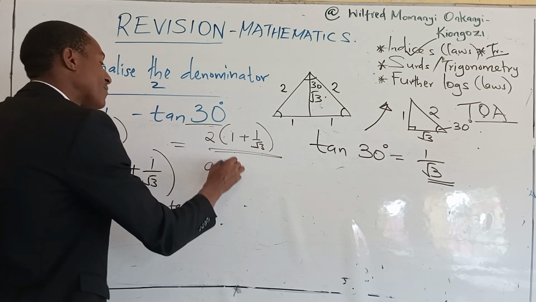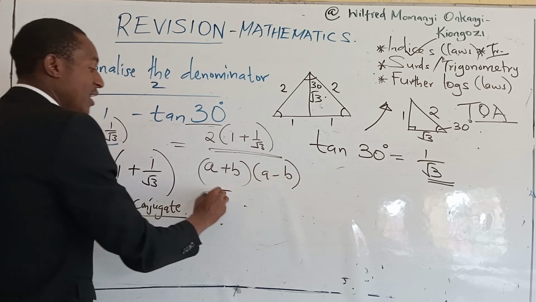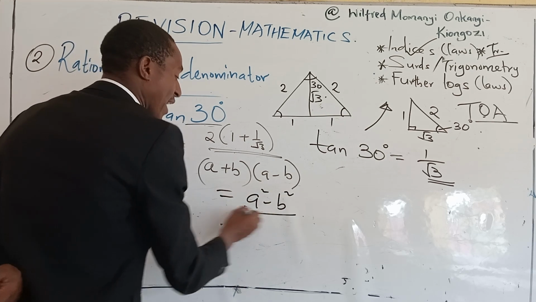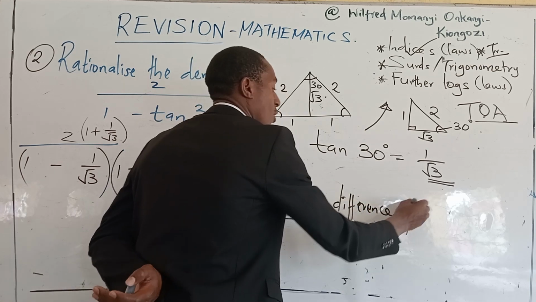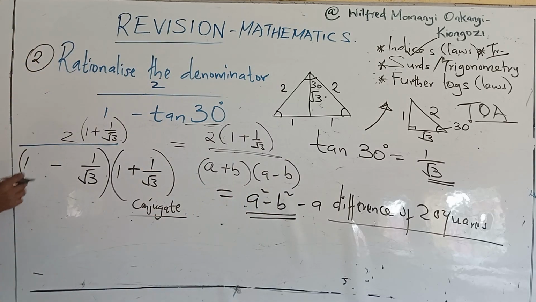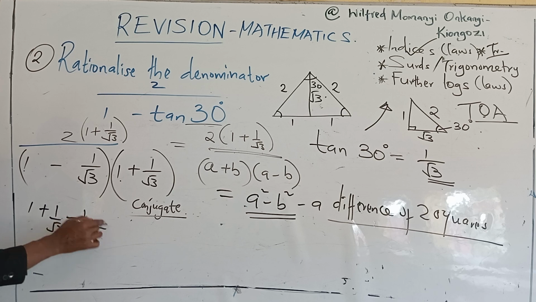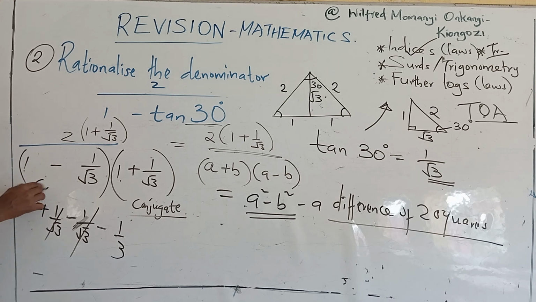When we have a plus b times a minus b, this one is an identity where we simply say a squared minus b squared, a difference of two squares. So this is the concept that we apply. So instead of us expanding, but of course you can still expand. Instead of us expanding 1 times 1, we say 1. 1 times this plus that is plus 1 over √3. This negative times 1 is minus 1 over √3. Then minus 1 over 3. This one cancels out. This is now expanding.